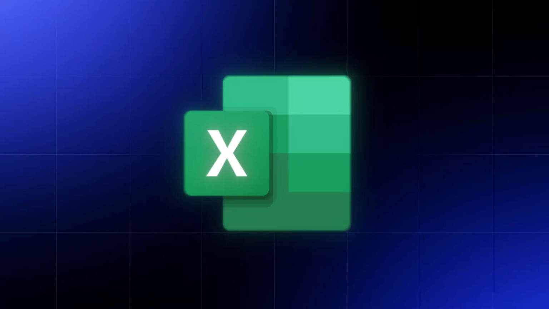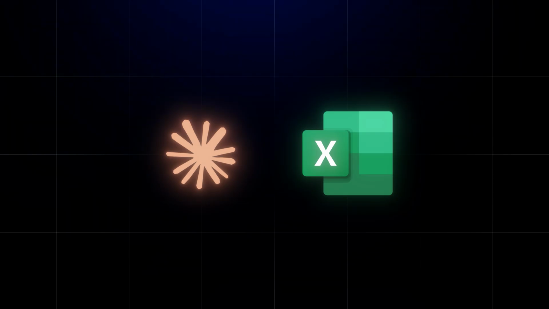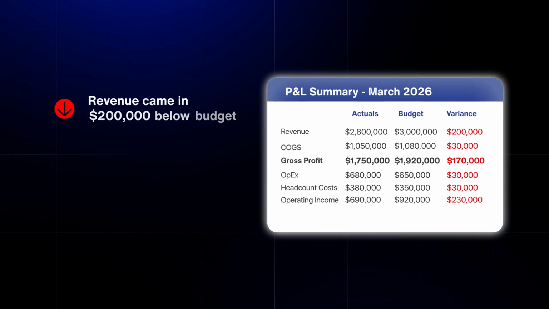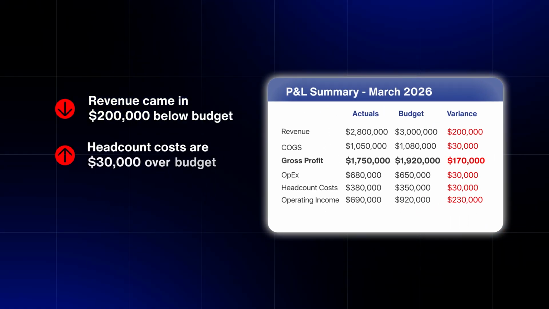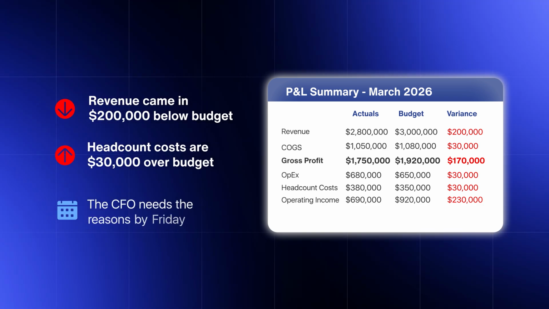So once the model is built, you switch to Excel and use Claude in the side panel to explain each variance. Let's say it's the first week after month-end close. Revenue came in at $200,000 below budget, headcount costs are $30,000 over, and the CFO needs the reasons by Friday.